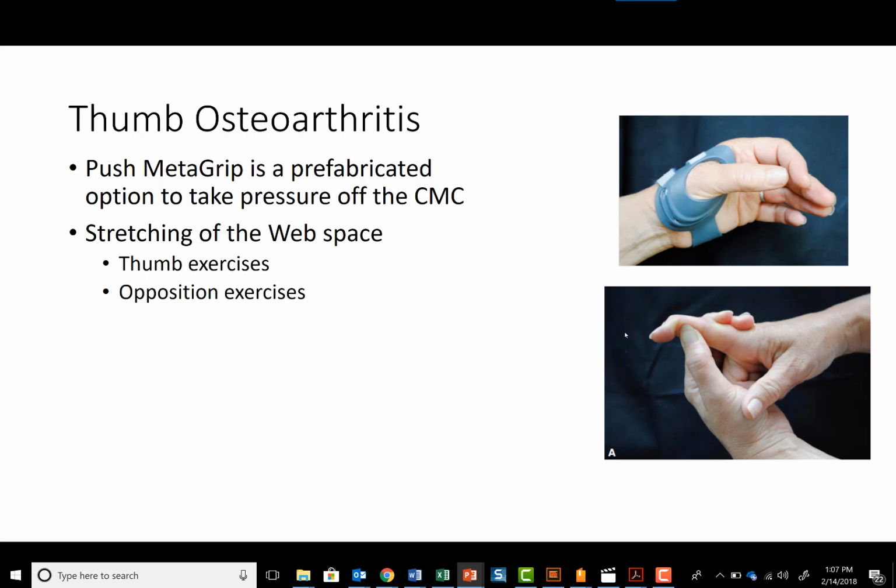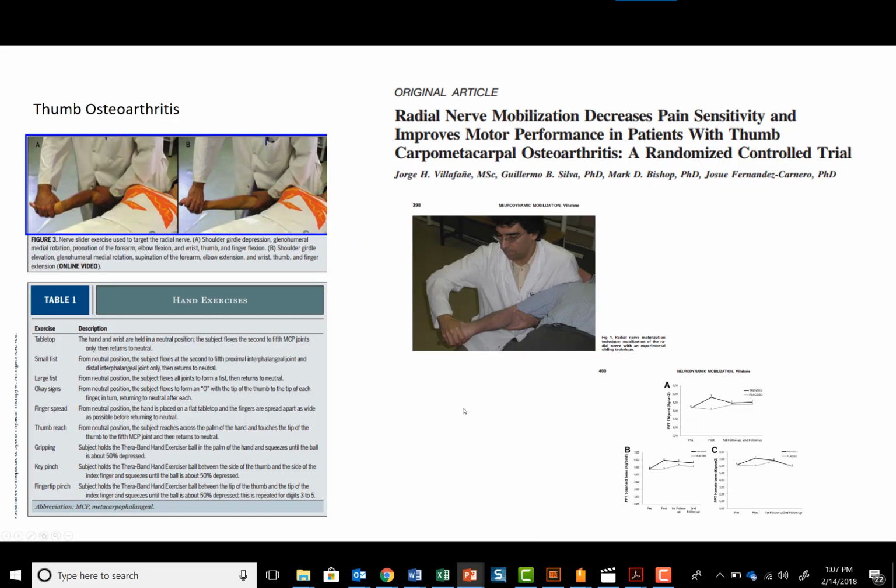In that lower right-hand corner, you're going to see they're doing some isometrics of the thumb, stabilizing and engaging some of those thumb muscles, pushing in. But you don't want to really put a lot of force through there. You want to gradually progress it.